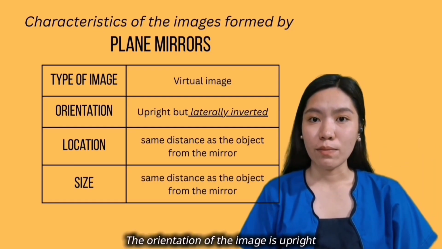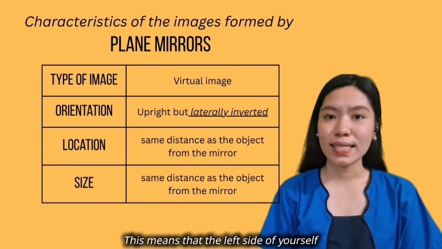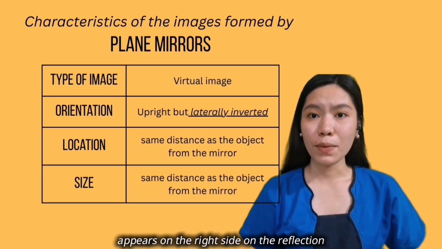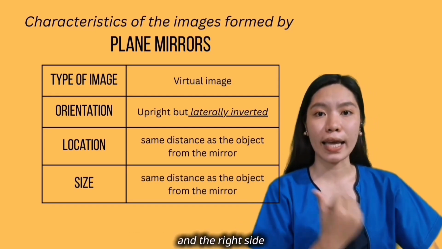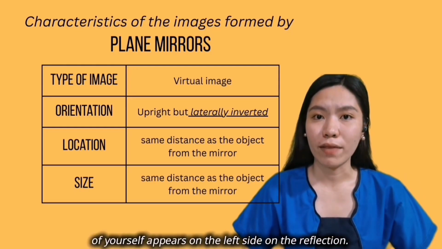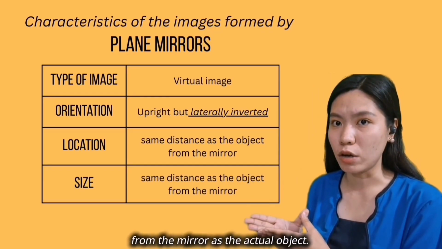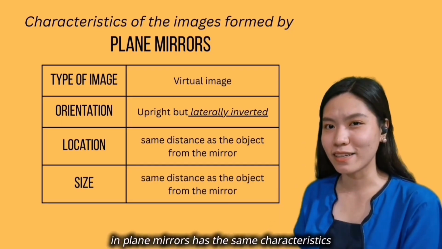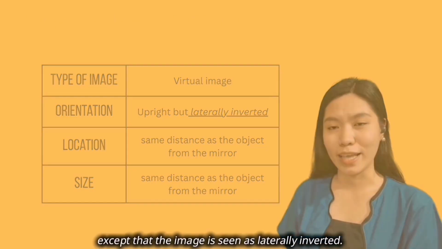The orientation of the image is upright and laterally inverted. This means that the left side of yourself appears on the right side of the reflection, and the right side of yourself appears on the left side of the reflection. The image is located at the same distance from the mirror as the actual object. To sum it up, the image and the object in plane mirrors have the same characteristics except that the image is seen as laterally inverted.